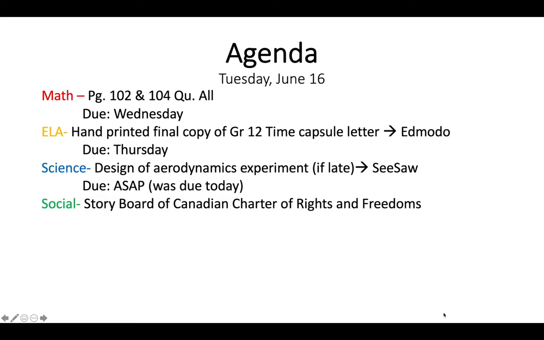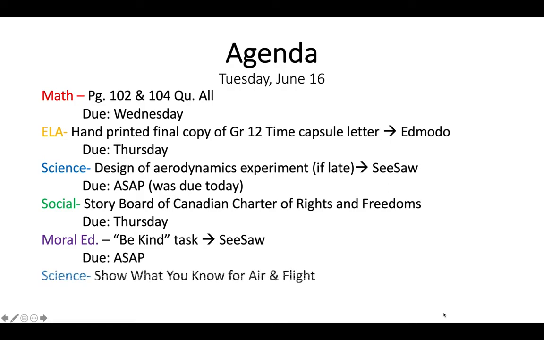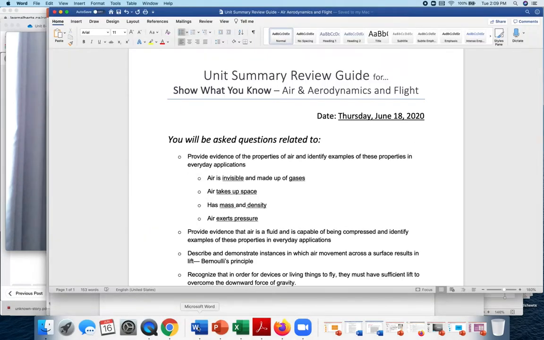The creation, sorry, of the storyboard for the Canadian Charter of Rights and Freedoms example. Those are due by Thursday, so just sit tight with those for a little bit. Hopefully you guys watched the lesson today for understanding what the rubric is all about. The Be Kind task is now late. Please do that. And then the Show What You Know for science for air and aerodynamics and flight is on Thursday. So that's what we're going to go over now.